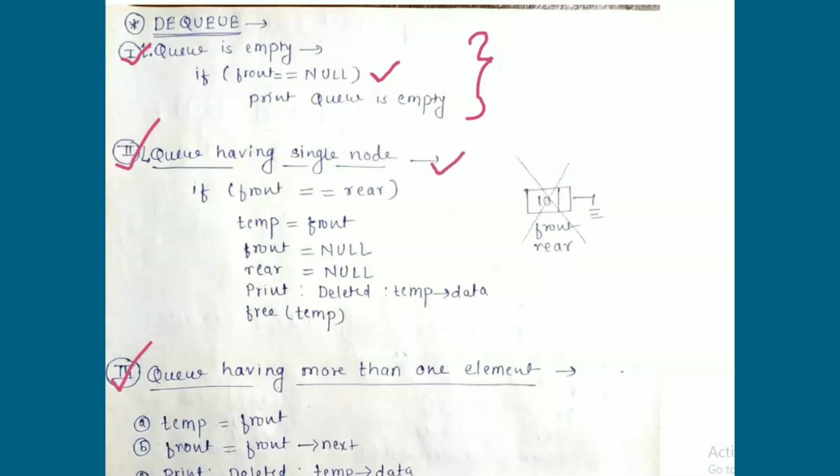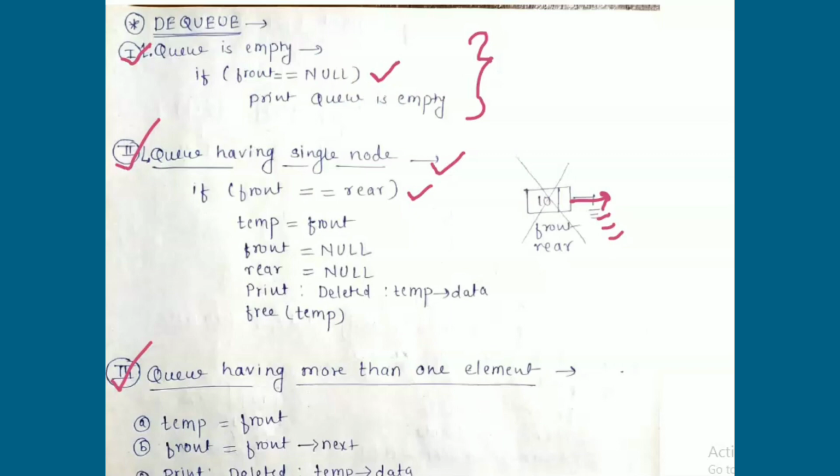The second case is when your queue is having a single node. How are you going to check that? You can check with the help of front equal to rear. If your front and rear pointers are both pointing to the same address, we can say that your queue is having a single node. Or you can use the concept front next equal to null. Then also we can say that your queue is having a single node.